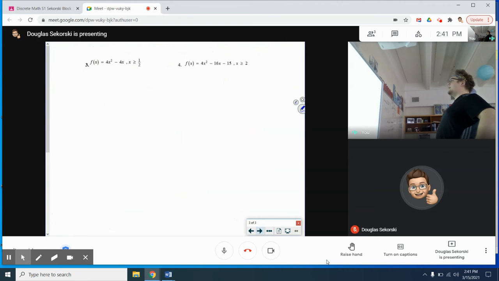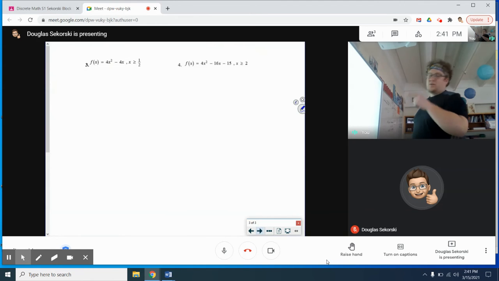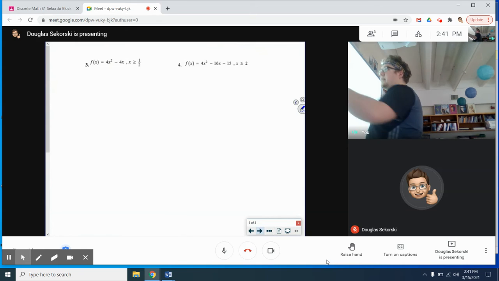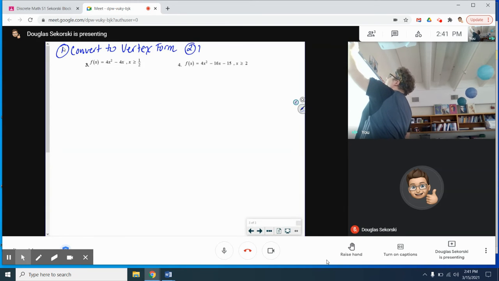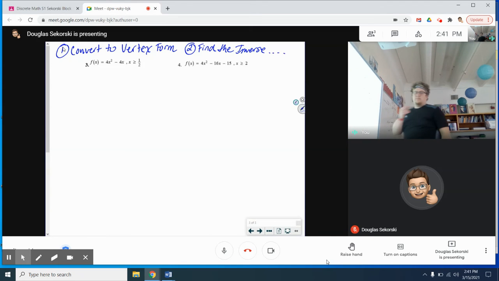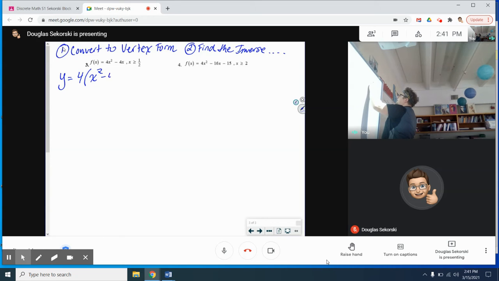Okay, so the next two are going to be a little bit trickier because of that pesky little coefficient outside of x squared. Again, remember our first goal is going to be to convert to vertex form, and then number 2 is to find the inverse. So I'm going to rewrite this here as y equals 4 times, and then whatever would need to be there.